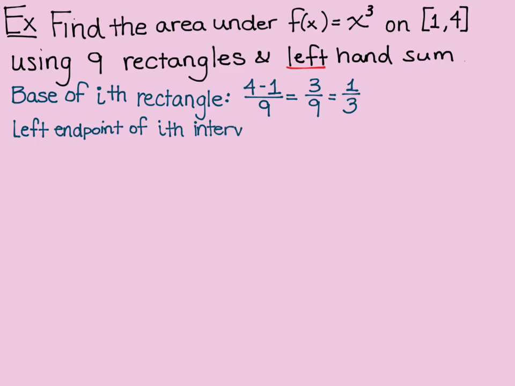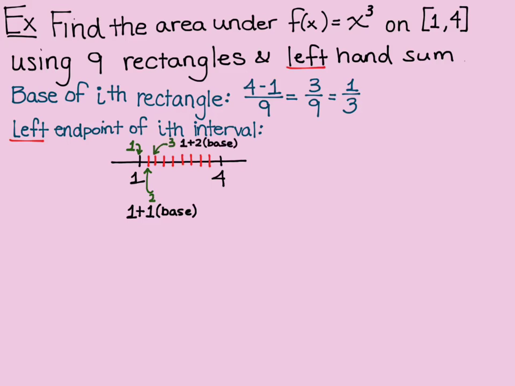The left endpoint of the ith interval is going to be given as follows. We're going to start at 1. Notice that the first interval is actually going to use 1 as its left endpoint. The second interval then is going to be 1 plus 1 times the base. The third is then going to be 1 plus 2 times the base. The fourth is 1 plus 3 times the base, and so on. So that means that the ith one is going to be 1 plus i minus 1 times the base, because each time we were using one number smaller than the number of times we wanted to move over, i.